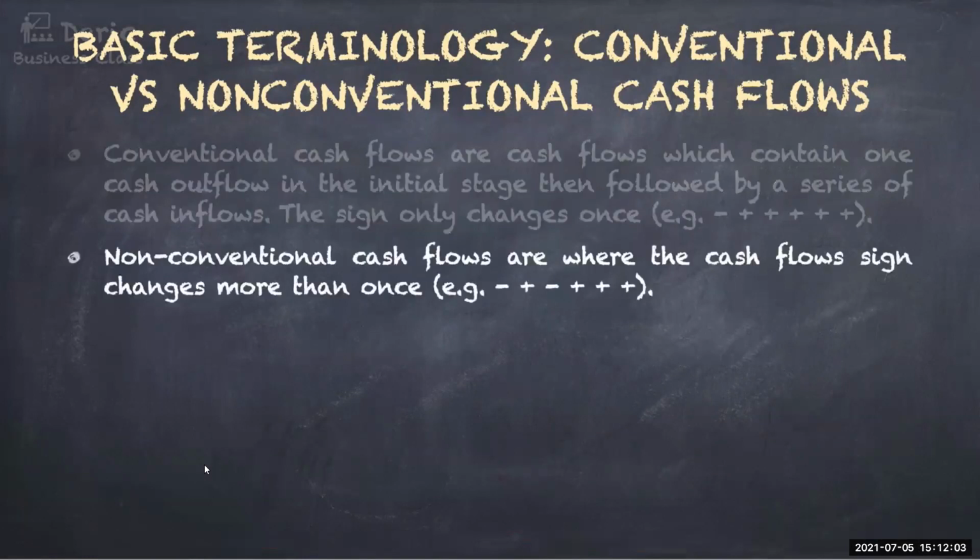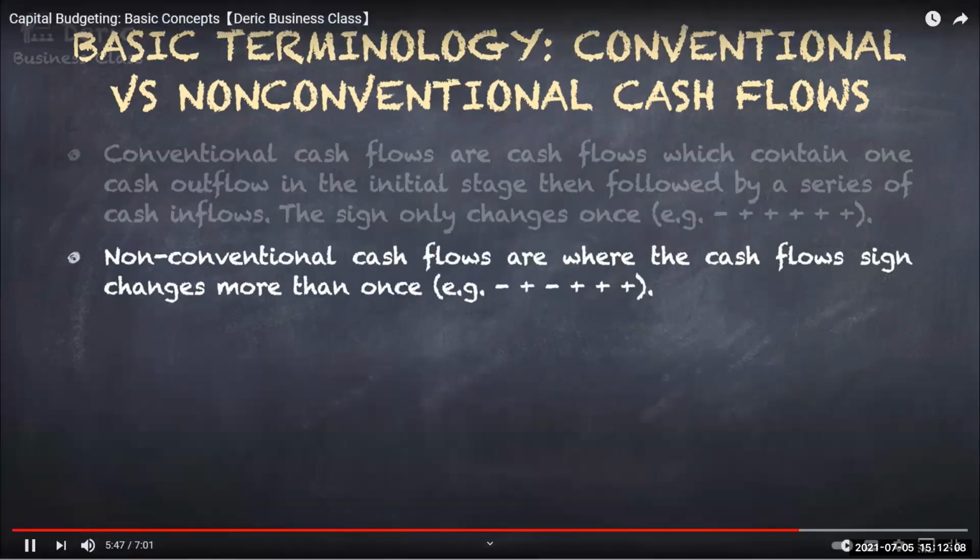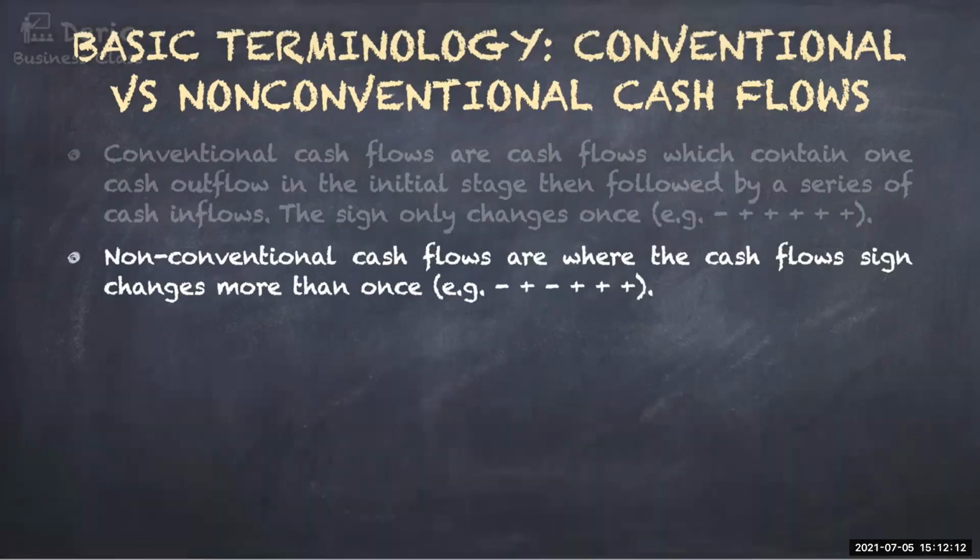However, non-conventional cash flows are where the cash flow sign changes more than once. So, you'll have more than one negative cash flow after year 0. For example, you pay at year 0, then, year 1 you will receive positive cash flow, but you will pay again at year 2, that is the negative cash flow. Then, from year 3 onwards, you will receive positive cash flows continually. For the following calculation part, mostly we will deal with conventional cash flows.